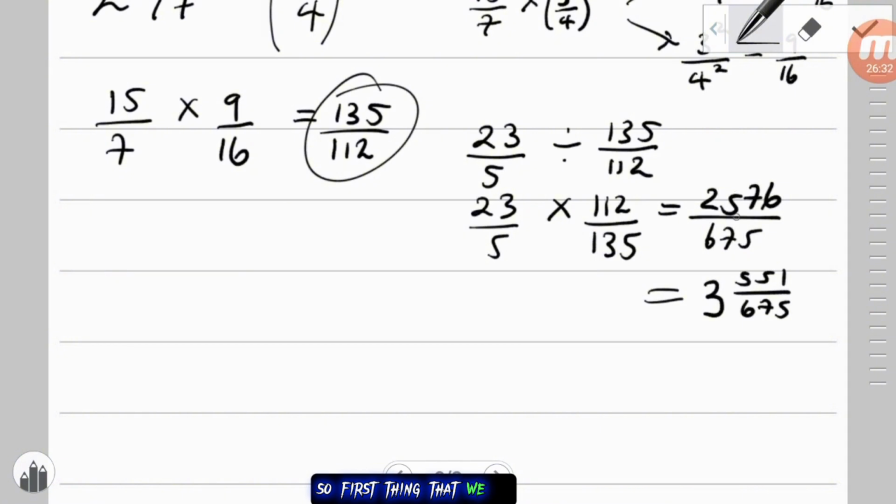So the first thing that we do is to divide the 675 on our calculator into 2,576 to get an approximate result of about 3 point, and you're going to get decimals. By using the 3 to multiply the 675, it will give you a result which you're going to be subtracting from 2,576. That gives you the remainder, of course, the numerator over the denominator.